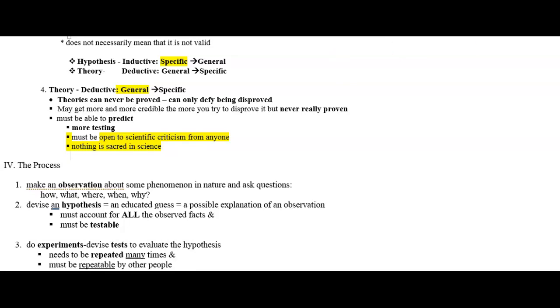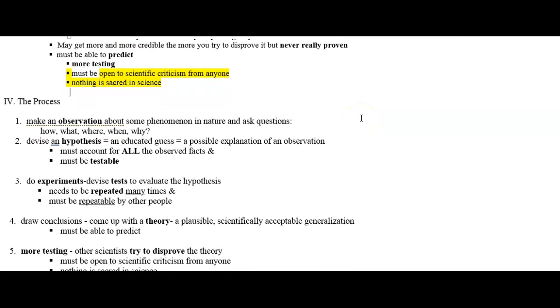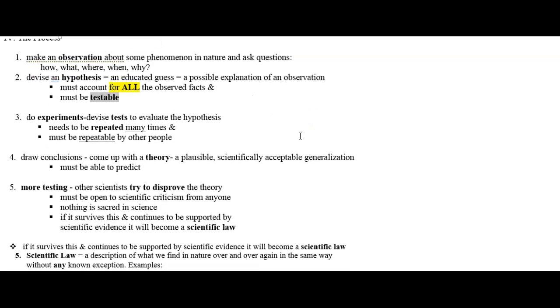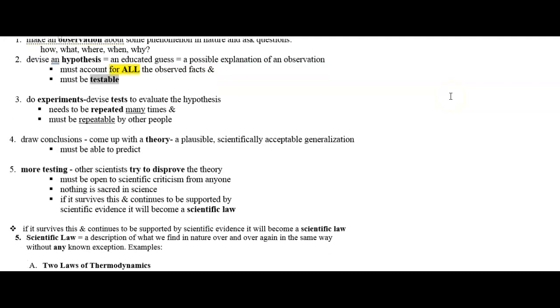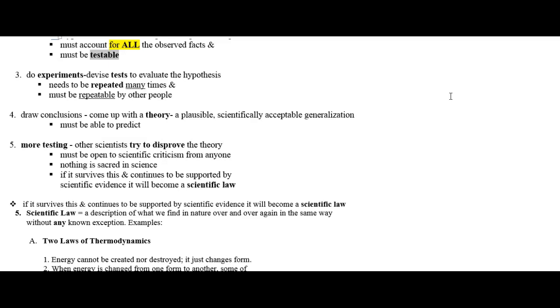So, make an observation, ask how, what, where, when, why, devise a hypothesis, which is an educated guess, possible explanation of observation. Again, it has to account for all the observed facts, and it must be testable. Do experiments, have to be repeated many times, repeatable by many people, the more the better. Draw conclusions, come up with a theory. Then you do more testing.